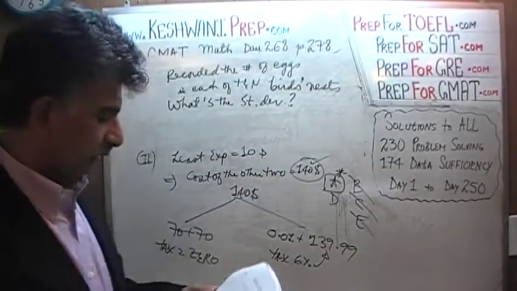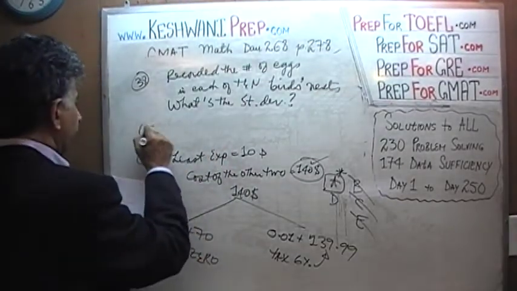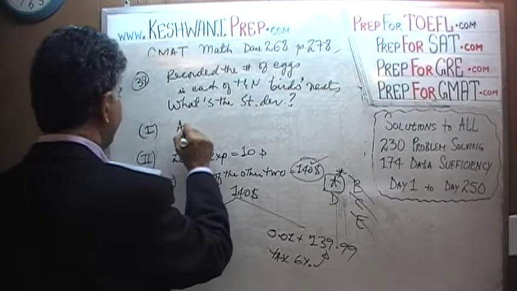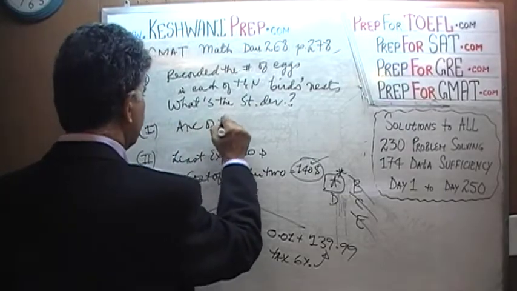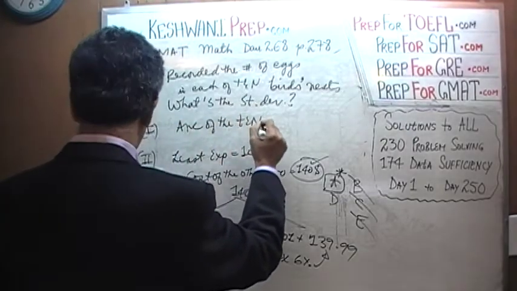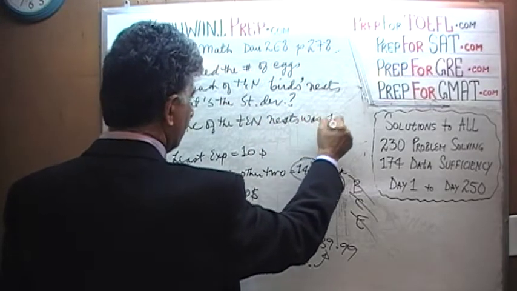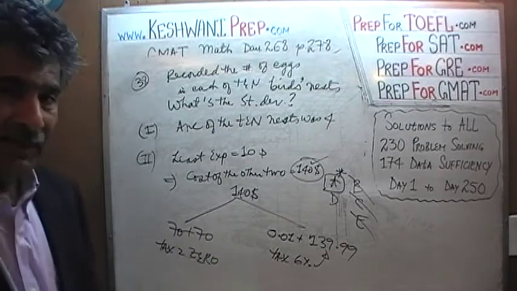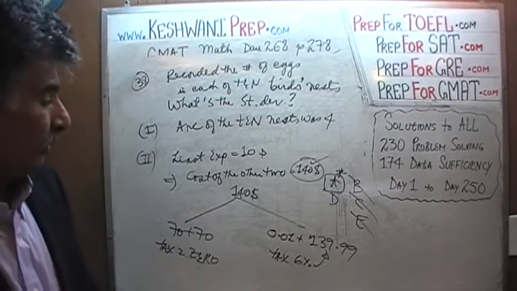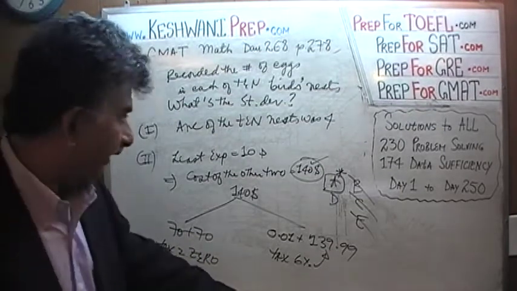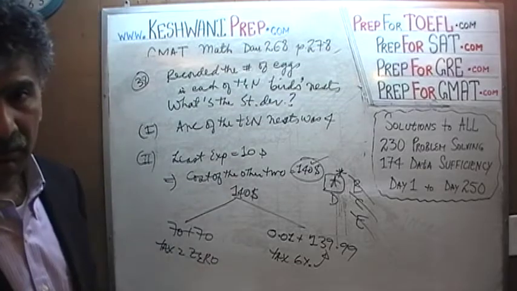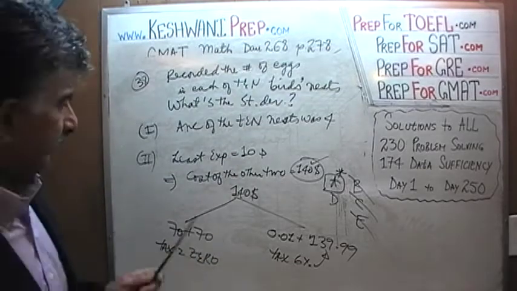Let's see what they tell us. In the first statement they tell us that the average of the 10 nests was 4. But do you think knowing the average is enough for us to come to a conclusion as to what exactly was the standard deviation? Of course not. That's not enough at all.